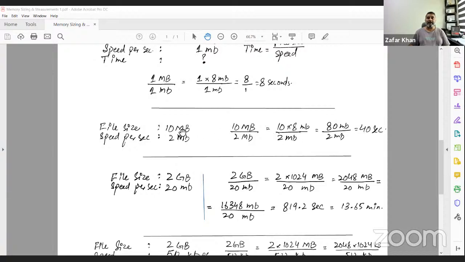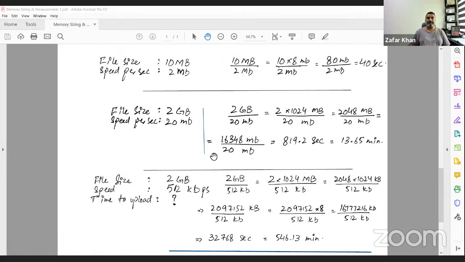It means a file of 10 megabytes, when it gets transferred at the speed of 2 megabits per second, we have what? 40 seconds time. So we require 40 seconds to transfer a 10 megabyte file over a bandwidth of 2 megabits per second.